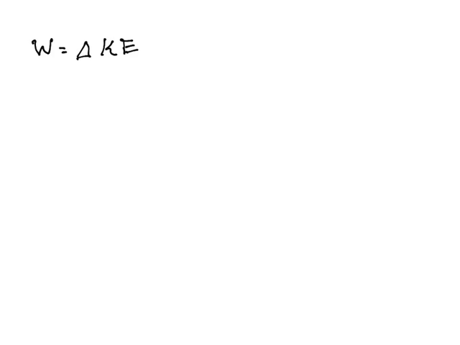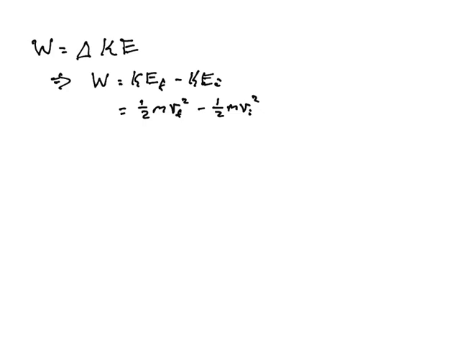Very easy. Nice little bitty equation here. To write it out a little bit more, when you apply work to a system, you change the kinetic energy, which means you have final kinetic energy minus initial kinetic energy, which is 1/2 m v final squared minus 1/2 m v initial squared. And this is our equation.